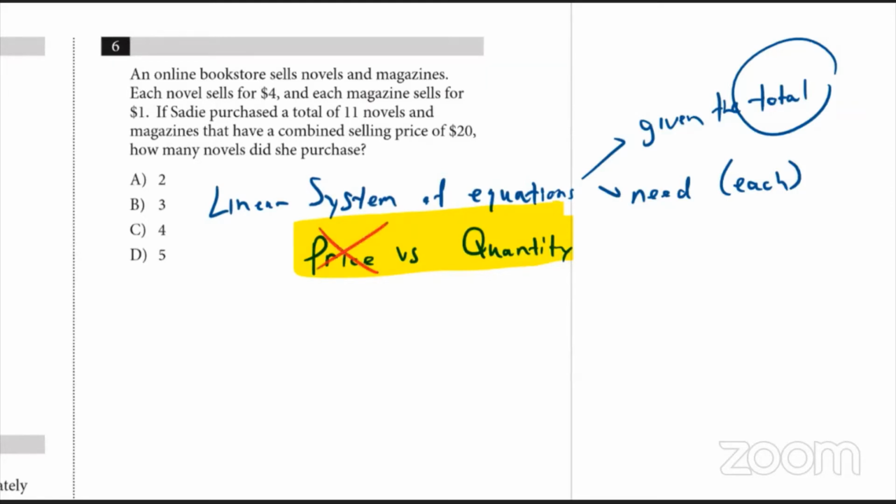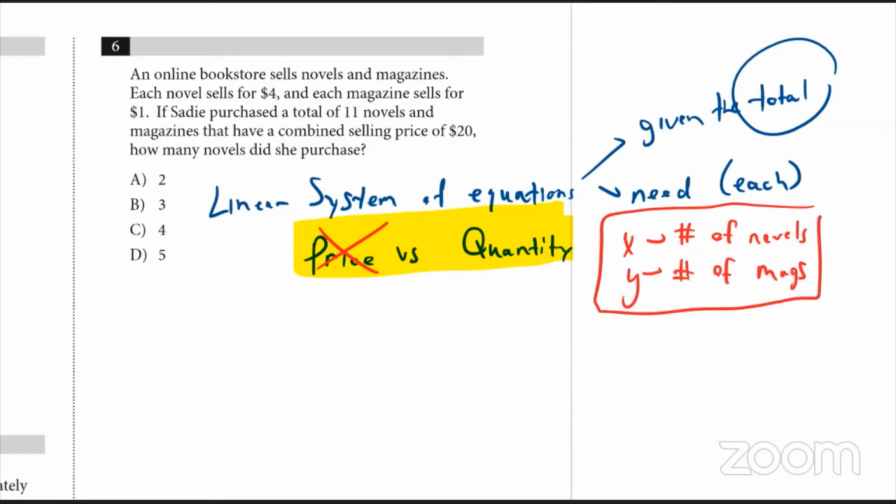So we just figured out through this process that X and Y are going to be the number of each kind of item. So we're talking about the number of novels and the number of magazines. So this process of announcing to yourself what your variables are, what you're looking for, is perhaps the most important part of this process, because now you can think clearly and say to yourself, well, if X is the number of novels and Y is the number of magazines, then X plus Y is the total number of novels and magazines. And they told us that that's equal to 11.